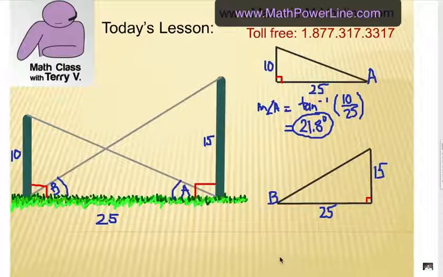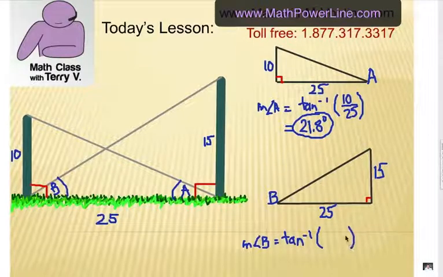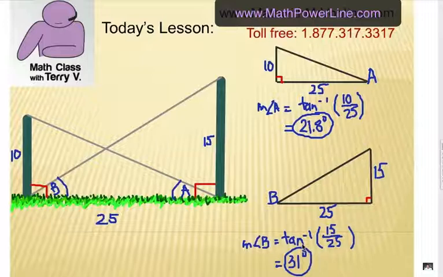21.8. Now the calculation is similar for the measure of angle B. So the measure of angle B is going to be the inverse tangent of, now remember B is the reference angle, so the opposite over adjacent right there, 15 over 25. Now 15 over 25 is actually 0.6. So what's the inverse tangent of 0.6? On your calculator, it should give you approximately 31 degrees. So 21.8 and 31. Now we're going to need to know that in our next set of right triangles.